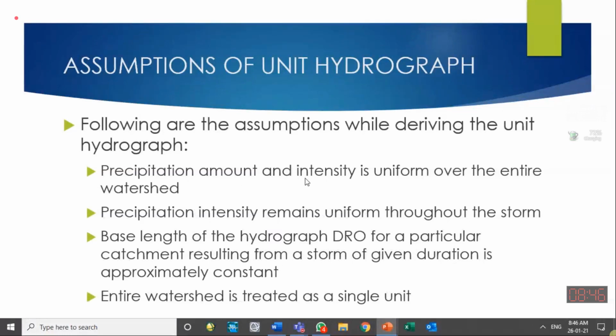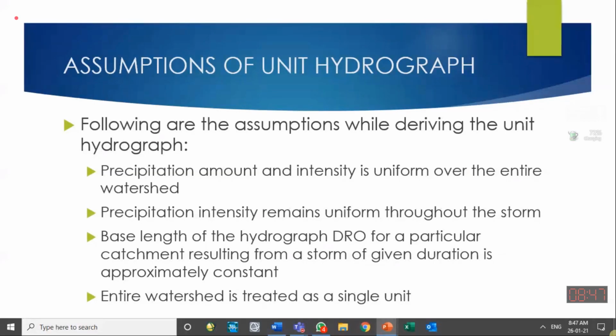So these are some of the assumptions. Precipitation amount and intensity are uniform over the entire watershed. Precipitation intensity remains uniform throughout the storm. The base length of the hydrograph, DRO, for a particular catchment resulting from a storm of the given duration is approximately constant. If today we have a storm of 3 hours, and after 1 month another 3-hour storm occurs, another 3-hour storm occurs in July, another in some other year, we are assuming that the DRO hydrograph generated by these 3-hour storms will have the same base length.